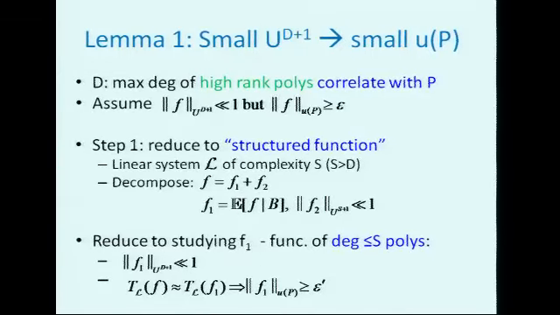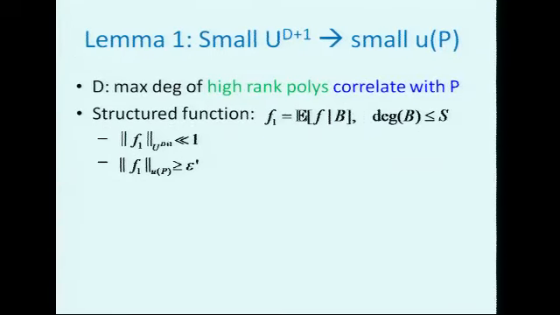Okay, so we still haven't done much. We have some structured function that has some correlation to the property but has low d+1 uniformity norm. And we want to show that this cannot really happen. If it has low d+1 uniformity norm, then really it should have no correlation with our property.